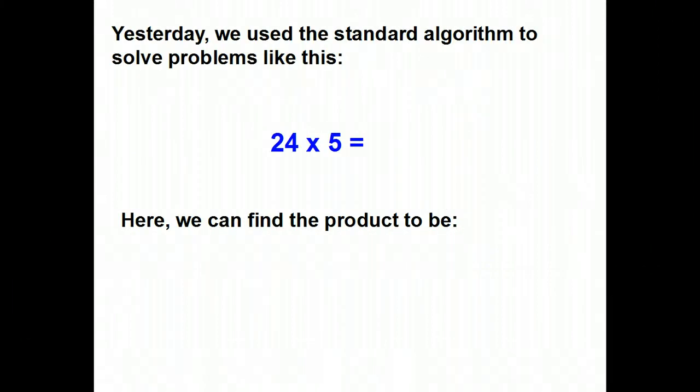So yesterday we used a standard algorithm to solve problems like this, 24 taken 5 times. And here we can find the product to be, be really careful. Okay, 4 ones times 5 ones gives me 20 ones. Can't put that there. There are 0 units in 20 and there are 2 tens. 5 times 2 tens gives me 10 tens, plus 2 more tens gives me 120. So I know that the product of this problem is 120.